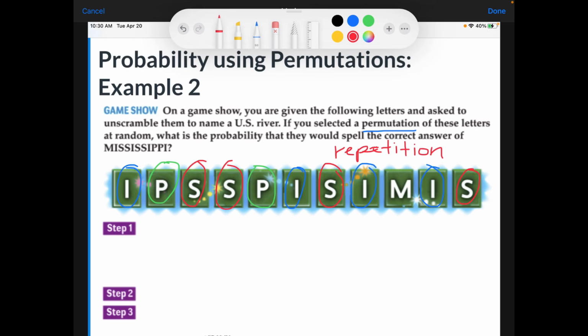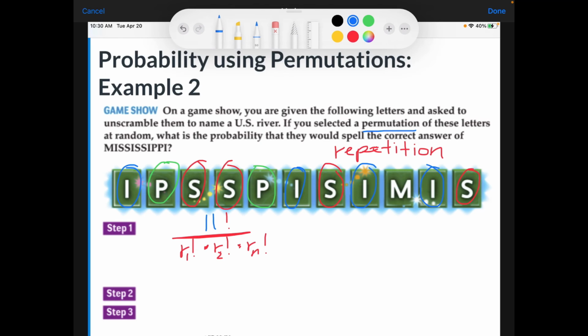Because we have repetition, we're going to be using the formula n factorial over r factorial times r factorial times r factorial. So this is the formula that we'd be using. N represents the number of total objects. In this case, we count up how many letters we have. We have 11 letters. And so we're going to replace our n with 11. And then r represents how many at a time are we concerned with? Which ones are repeating and how many times are they repeating?